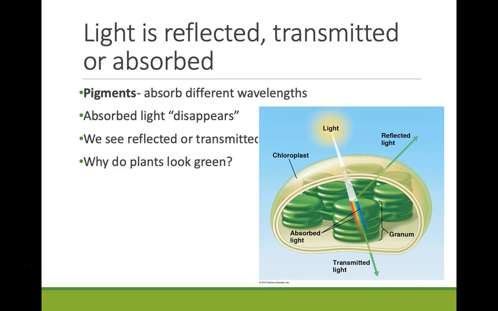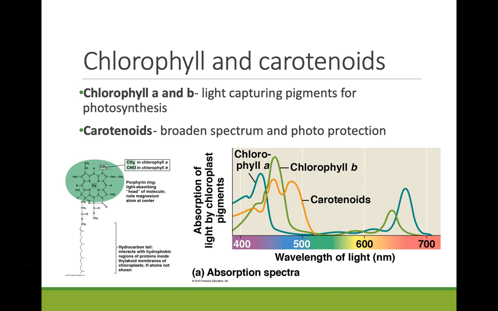So essentially, those colors outside of the green range disappear. We don't see them. So our two main pigments are chlorophyll and carotenoids. Chlorophyll is really the one that we are going to focus on. We've talked about it a few times throughout the semester. There are several different chlorophyll molecules, but we're going to talk about them as if they are one and the same.